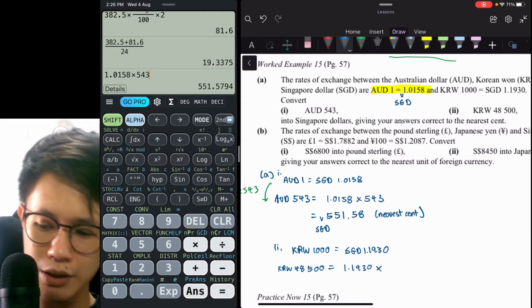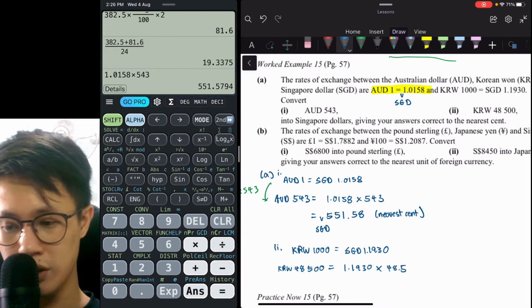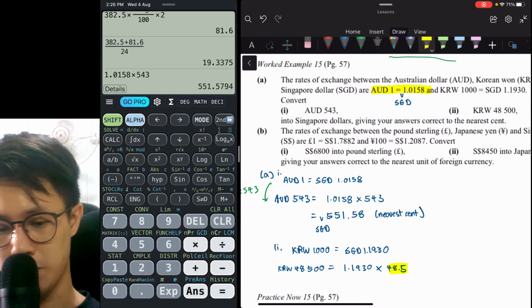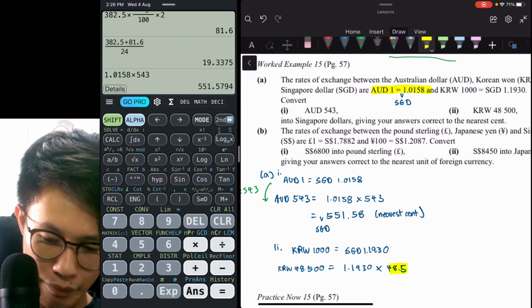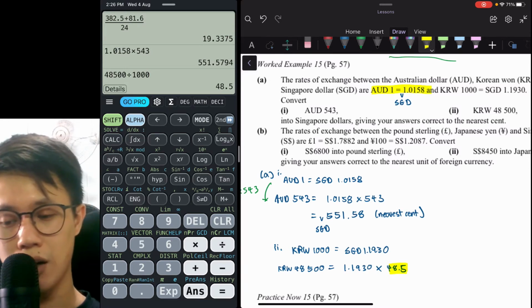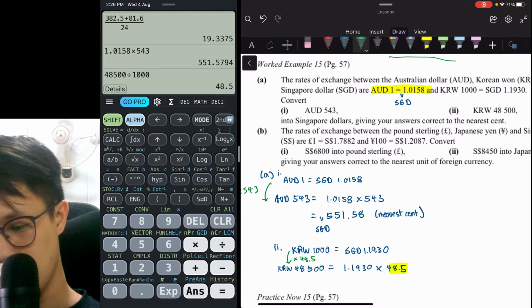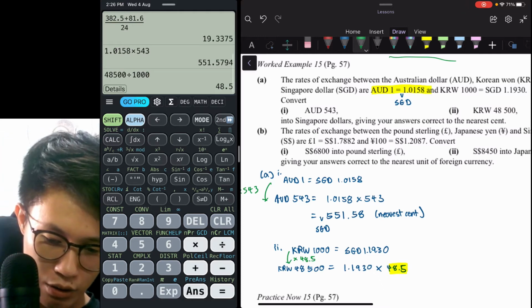I'm going to multiply this by 48.5. How do I know this 48.5 so simply? What you're going to do is take 48,500 divided by 1,000, and you'll get 48.5. That's how I know that from 1,000 to 48,500 is a multiplication of 48.5. So I'll just quickly do that.